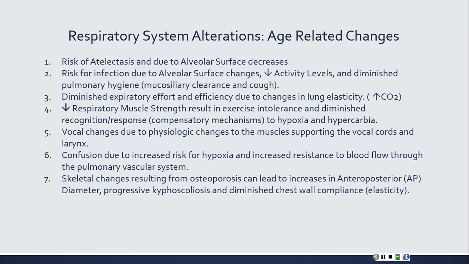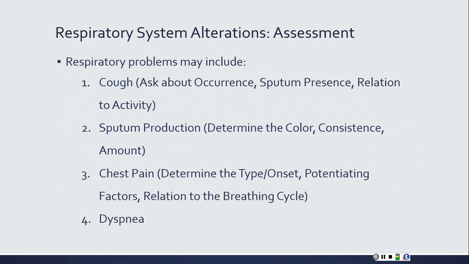All right, so now our assessment of the respiratory system. Some of the respiratory problems we're going to look for: cough. You want to ask about the occurrence. Does the cough occur in relation to something else? Every time I start walking to the mailbox, I start coughing. That's maybe a respiratory issue, but you learned a couple weeks ago it may be a heart issue too, with CHF. But you want to ask about the occurrence.